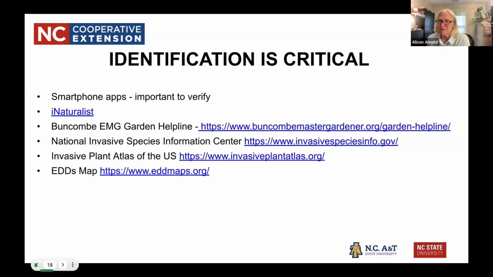Buncombe County Extension Master Gardener Helpline here at the office. Agents and master gardeners are available to help identify these last three. The National Invasive Species Information Center has lots of information on invasive species, which you can run through to learn about identification. We do have a number of resources at the end of our program that we'll be sharing with you. The Invasive Plant Atlas of the US and the EDDMapS are also very good.